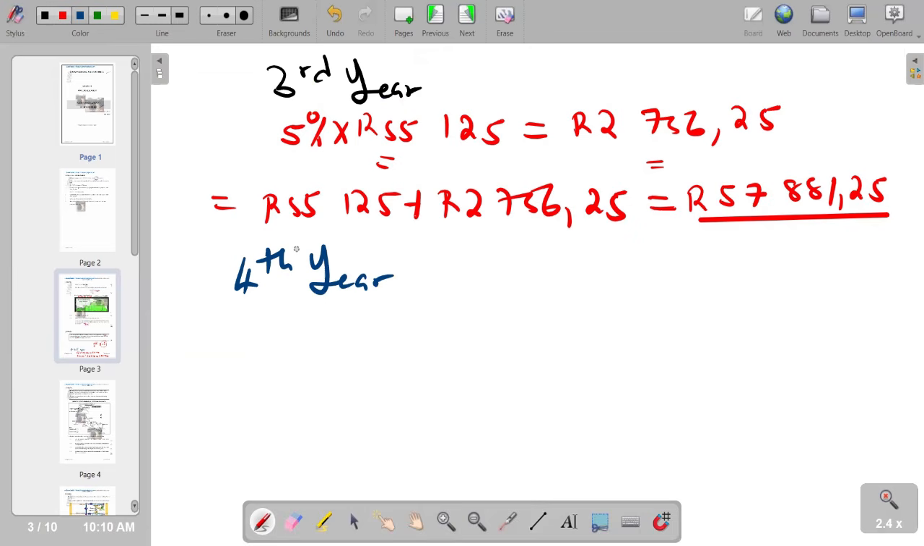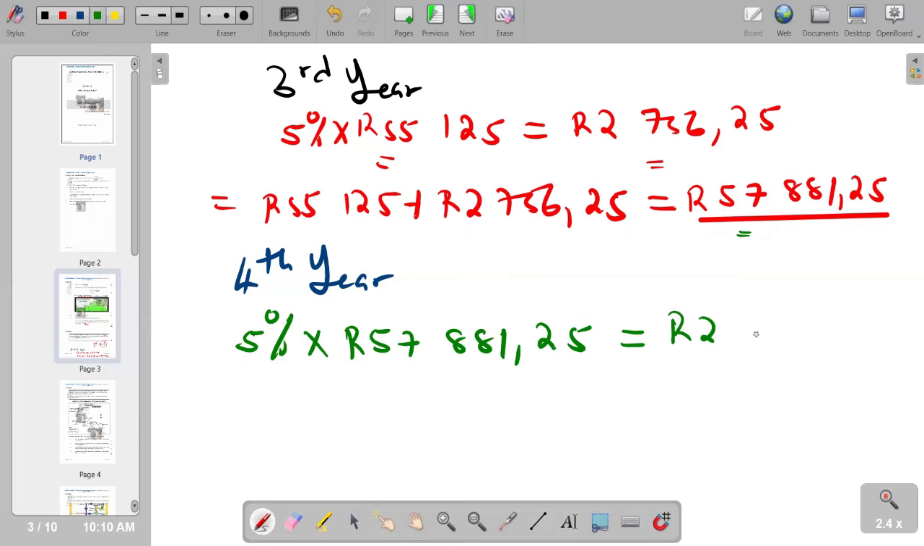and for the fourth year again, we are saying 5% times the new principal, which is 57,881.56. So you get your interest is 2,894 rands 6 cents. So this is now the interest.